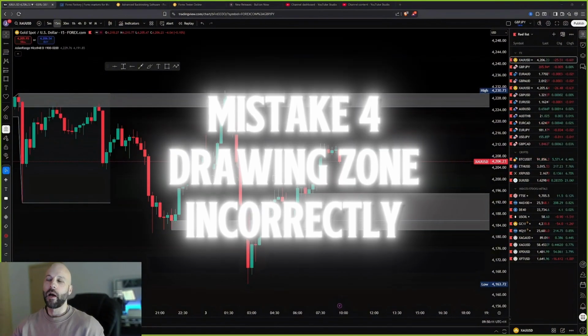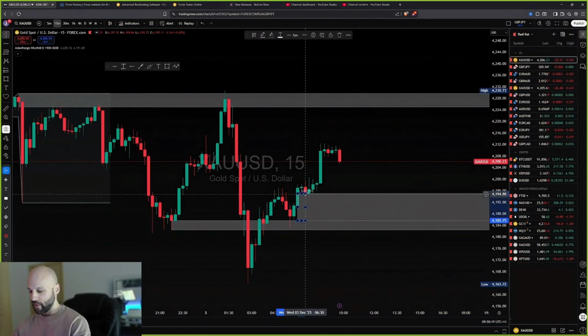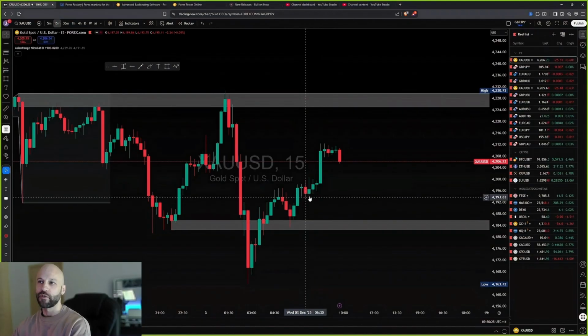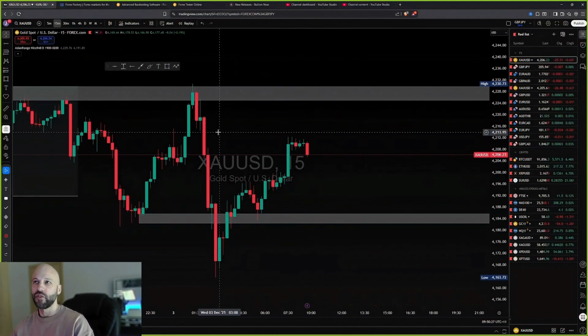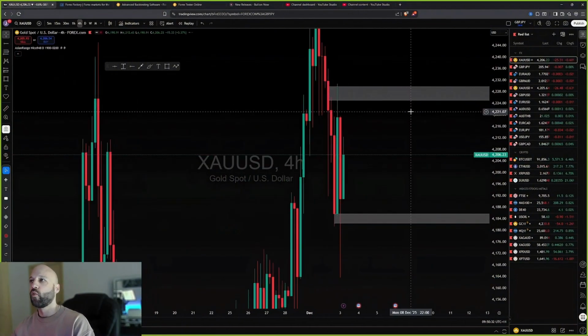Mistake number 4. Now this is a little bit subjective. It's drawing levels incorrectly, and everyone has a different way to draw their levels of support and resistance. I recently recorded and uploaded a video about drawing support and resistance. Some will just use horizontals. I do it a little bit differently. I like to use my zones because what I tend to see is price taps into these levels quite often.